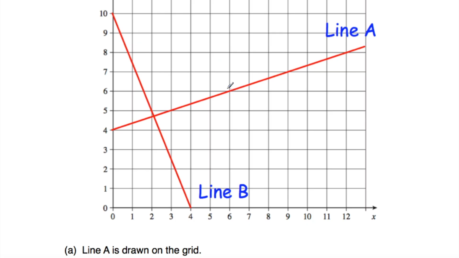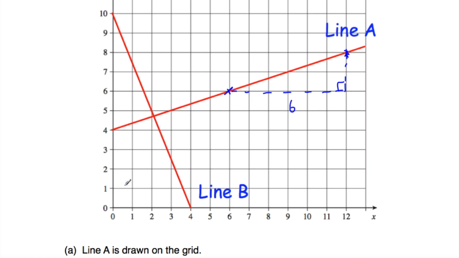So let's choose 2 points on the line. I'm going to choose this point here, the point (6, 6), and this point here, the point (12, 8). So we've got (6, 6) on the line and (12, 8) on the line. I've chosen those 2 points, and I'm going to draw a little right angle triangle. In terms of the run, we're going from 6 across to 12 across, that means the run is going to be 6.